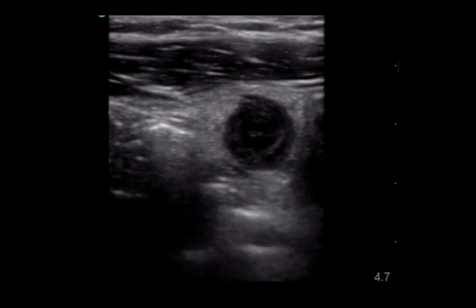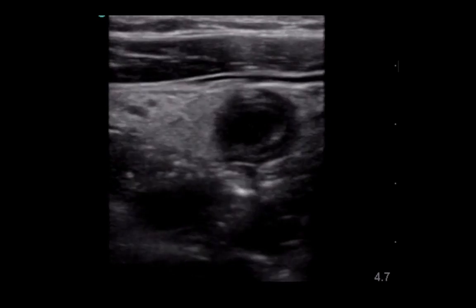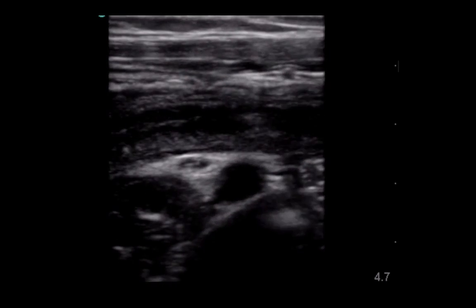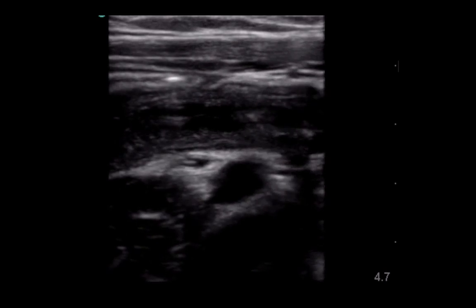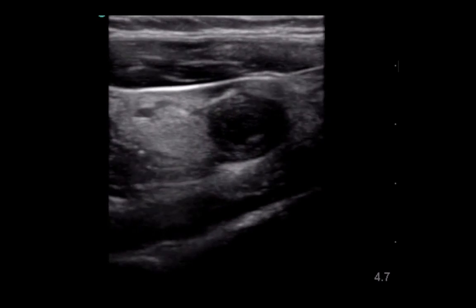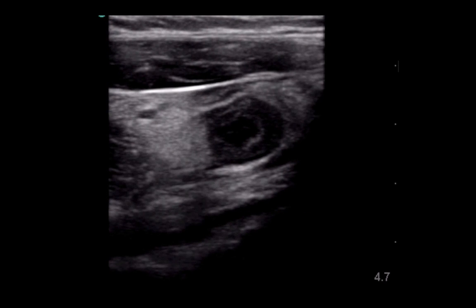So we talked about releasing compression, adding compression, able to differentiate the appendix from small bowel. Another must is you got to be able to rotate on that. If you're seeing something that looks like the appendix and it looks like a tube, you got to be able to rotate 90 degrees, and it should look like a target.